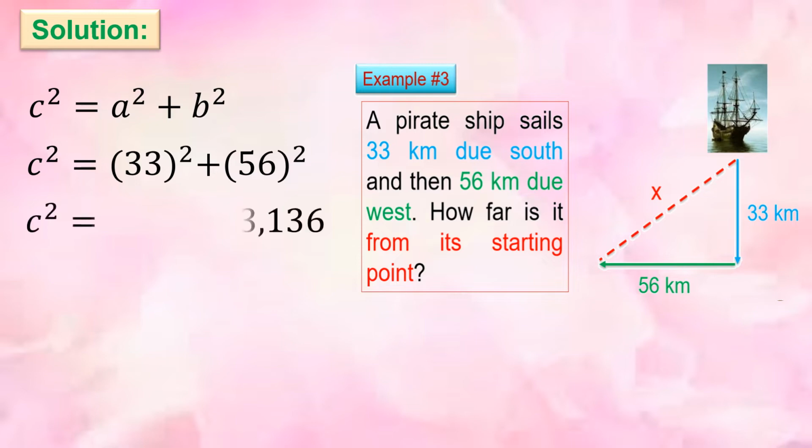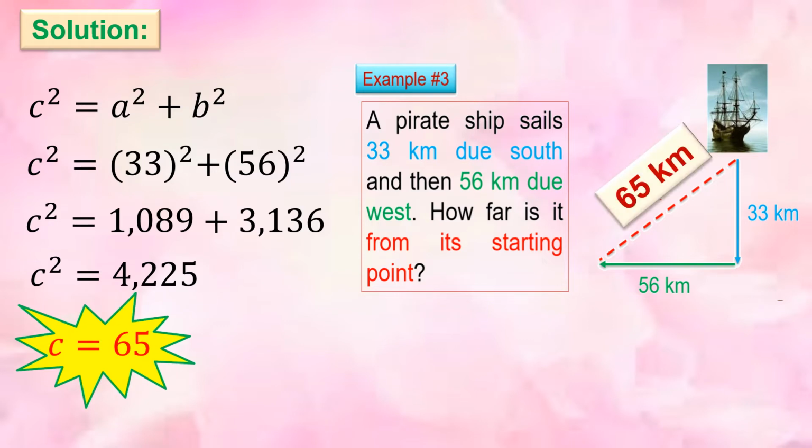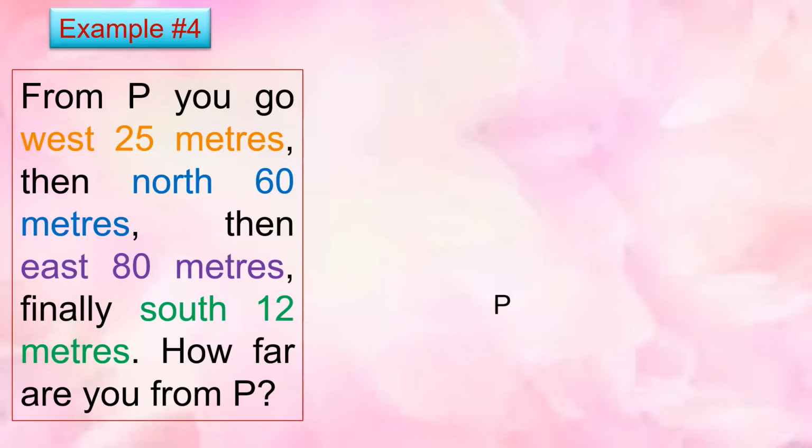So 33 squared is equal to 1,089. 56 squared is equal to 3,136. Adding it up, it is equal to 4,225. And the square root of 4,225, it is equal to 65. So therefore, side x or the distance from the end point to the starting point of the ship is equal to 65 kilometers. Now let us have example number 4.